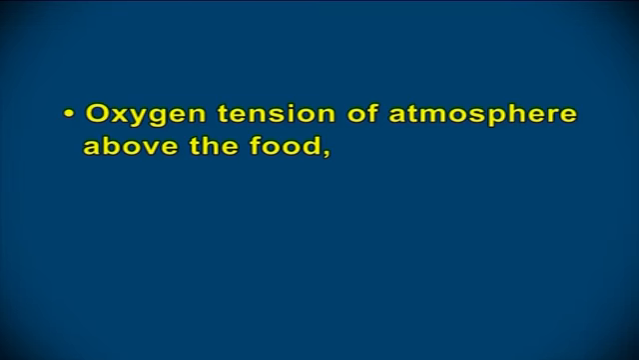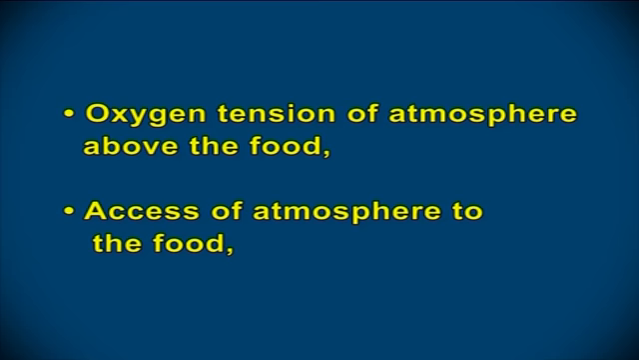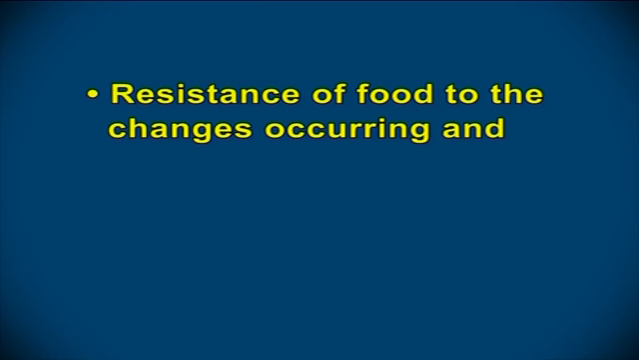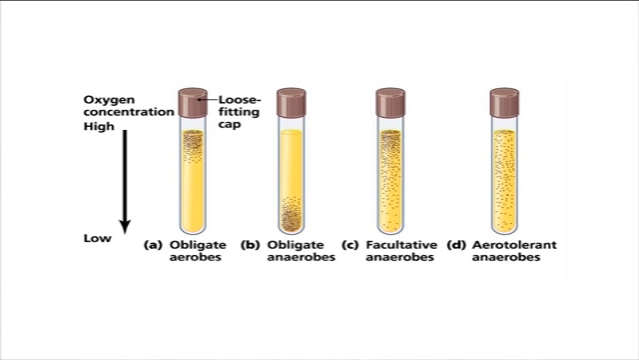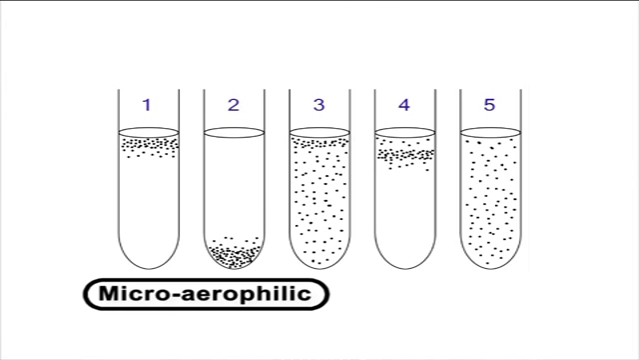The OR potential of food is determined by characters such as oxygen tension of the atmosphere above the food, access of the atmosphere to the food, resistance of the food to changes occurring, and OR state of materials present in food. Oxygen content in the headspace of the food contributes to the growth of microorganisms, as microorganisms are aerobic, microaerophilic, facultative, and anaerobic for oxygen requirement to grow.